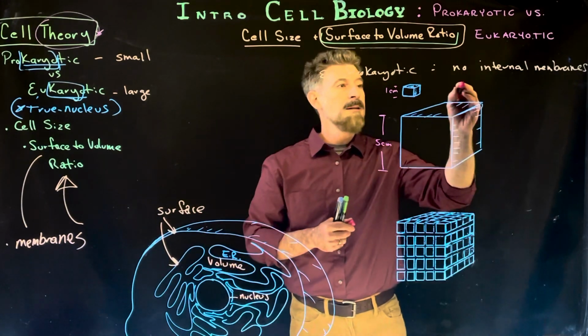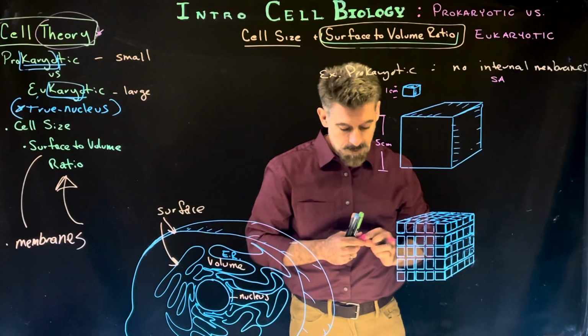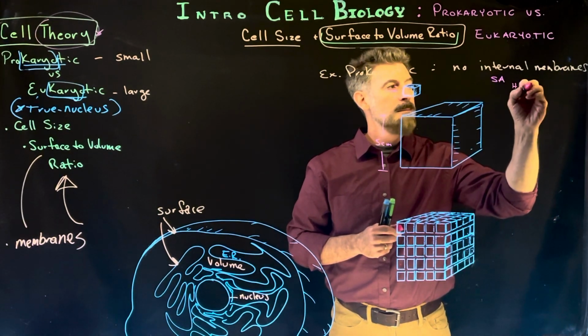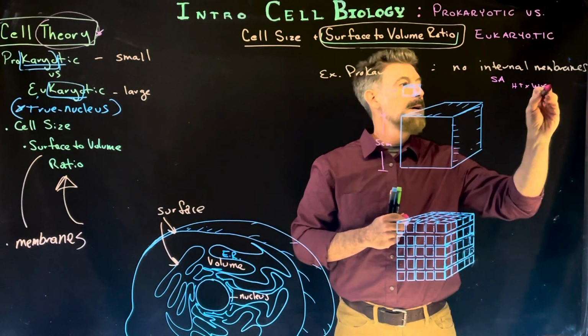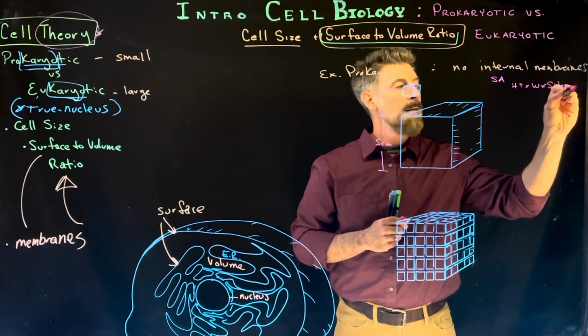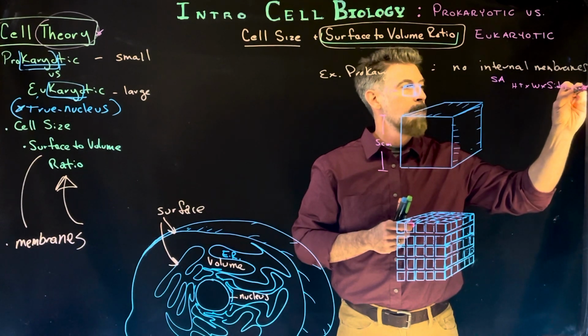Okay. So if we calculate surface area, for surface area we're going to get the height times the width, like that, then times the number of sides, and then the number of, now let's say cells, or cubes. We've got cubes.